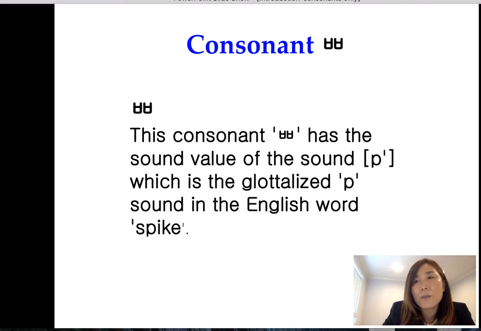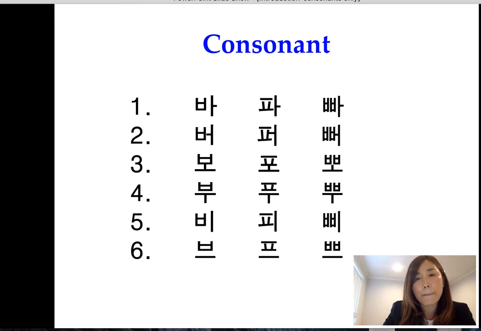If you double the same letter, it becomes the tense sound b. This consonant has the sound value of the glottalized b sound in English words like spike.